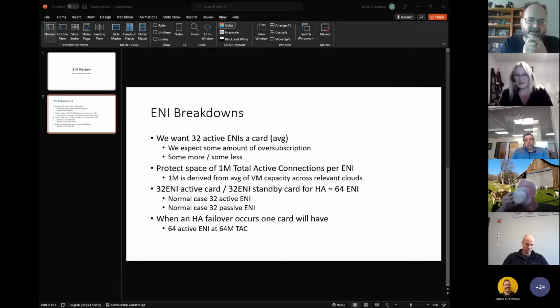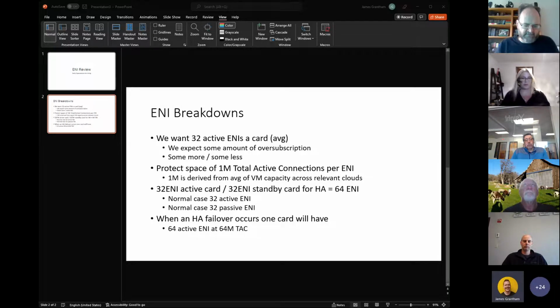I'm sorry, I joined a little late. You may have already said this specifically. Just on the bullet point, protect space of 1 million total active connections per ENI. If I understand correctly, you're saying there should be no way that one ENI eats up all the flow space and prevents some ENI from getting at least 1 million. Is that the case?